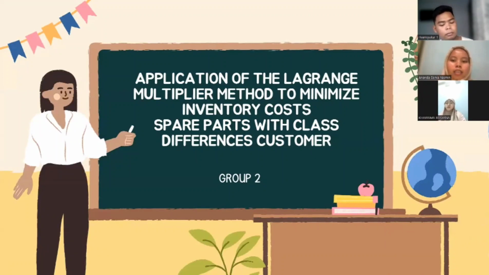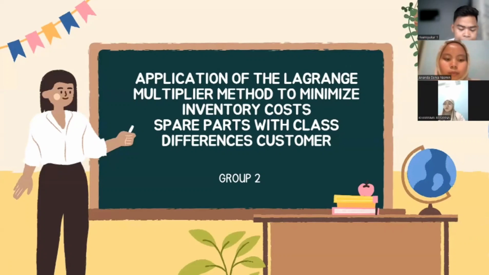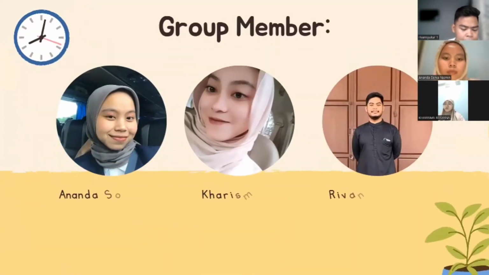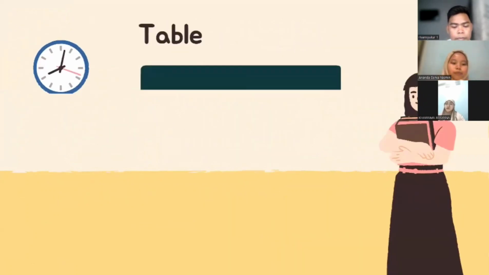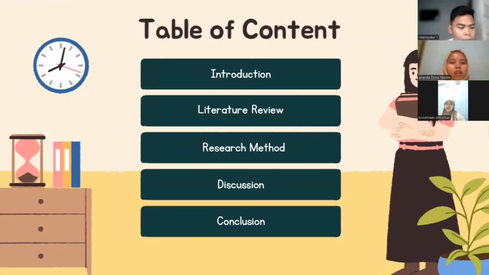Our summary thesis entitled Application of the Language Multiplier Method to Minimize Inventory Cost per Part with Class Differences Customer. This is our group member, Ananda Sonia Yasmin, Karisma Azahra, and Rifan Syukur Laksana. This is our table of contents: first, introduction, literature review, research method, discussion, conclusion, and suggestion.